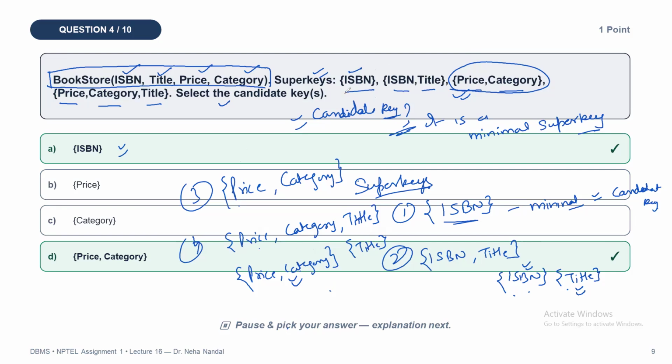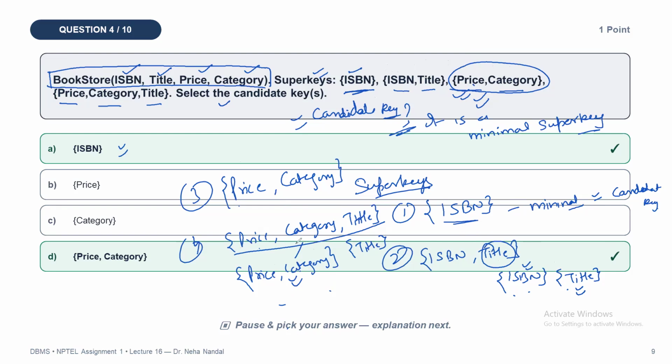If it had been given like ISBN as a super key, then only it could become one. The same goes for title, because it is not given like the same information. Title is not given here as an individual super key, so it cannot become a candidate key. But if we divide price, category and title, price category is already given as a super key, so it can become a candidate key.